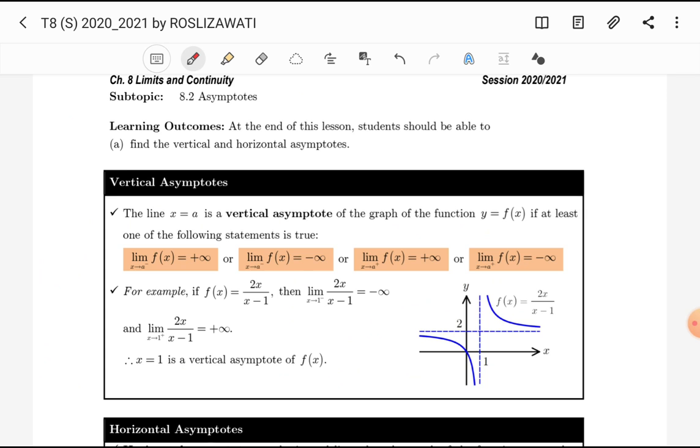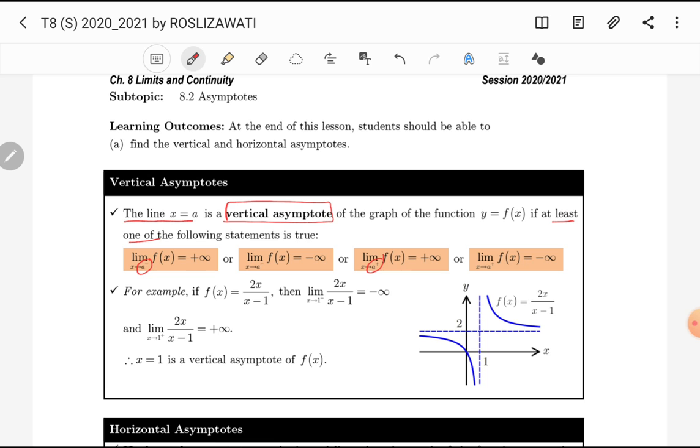Okay. Sebelum ni awak belajar dah cara nak cari asymptote, but for this case awak akan belajar cara nak dapatkan asymptote by using limits. Okay, so we have for vertical asymptote first, the line x equal to a is a vertical asymptote if at least one of the following statements is true. Okay, so we need to check x approaches a from negative, and then x approaches a from positive.